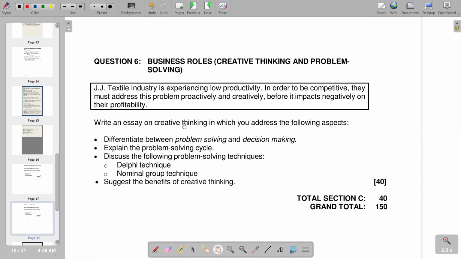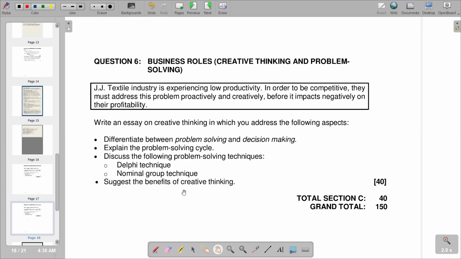We are also given information before the components of the question. JJ textile industry is experiencing low productivity. In order to be competitive, they must address this problem proactively and creatively before it impacts negatively on their profitability. Write an essay on creative thinking in which you address the following aspects. Differentiate between problem solving and decision making. Explain the problem solving cycle. Discuss the following problem solving techniques, Delphi technique and nominal group technique, and suggest the benefits of creative thinking.